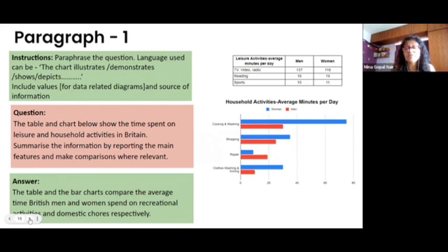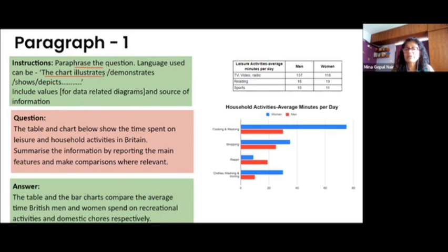I've written everything over here. We are just going to understand it based on the structure. Okay, so if you remember, in the first paragraph I had mentioned that you should paraphrase the question. This is how you can begin your first paragraph. Okay, start with this language. Don't make any experiments over here. Just start with this type of language.